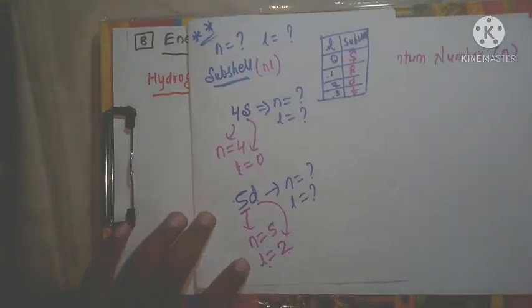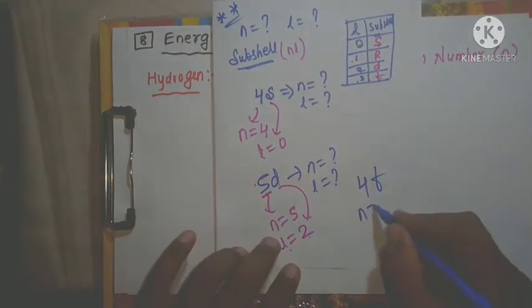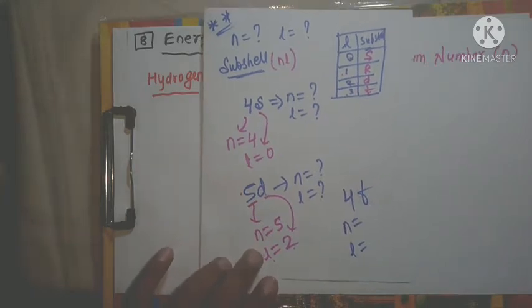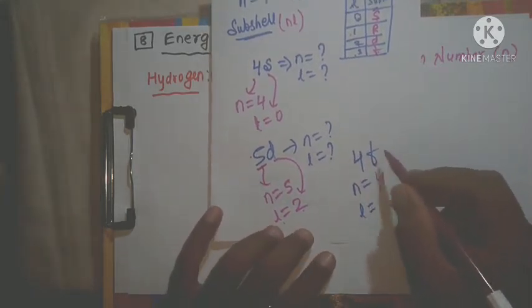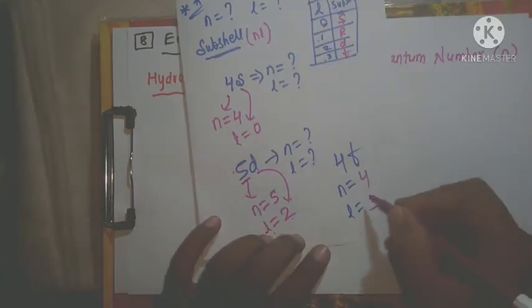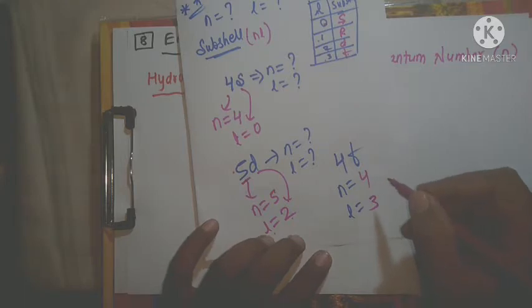Now the third one is 4F. What is the n value? What is the L value? Write down directly. What is the n value? 4. F means what is the L value? 3. In this way you have to identify the n value and the L value for the given subshell.